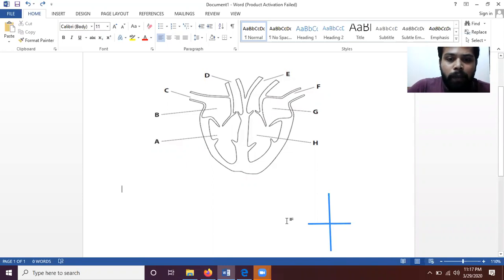So today I've prepared a video on how the blood circulates towards our heart. All right. So as you know, our heart is four chambered. So there are four chambers in our heart. The upper chambers are called atrium. The lower chambers are called what?